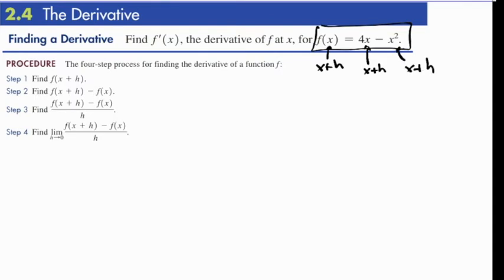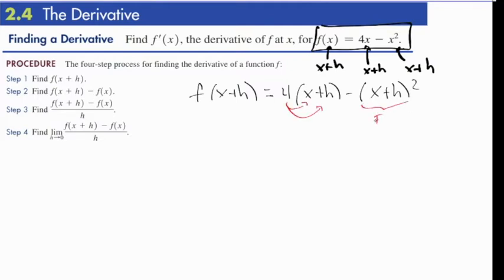And we've done this in past sections where we've plugged in x plus h into a function and evaluated it. We've been preparing for this problem since chapter 1. So f of x plus h is equal to 4 parentheses x plus h minus x plus h squared. And the first part we just distribute the 4, but the second part we have to FOIL.